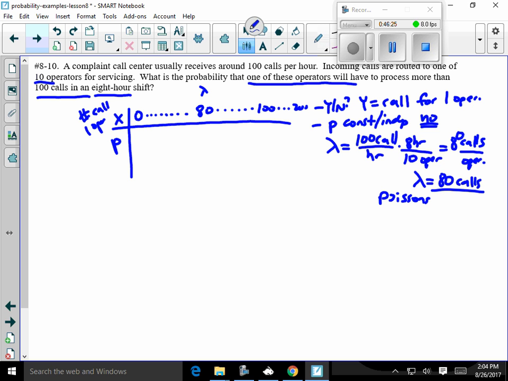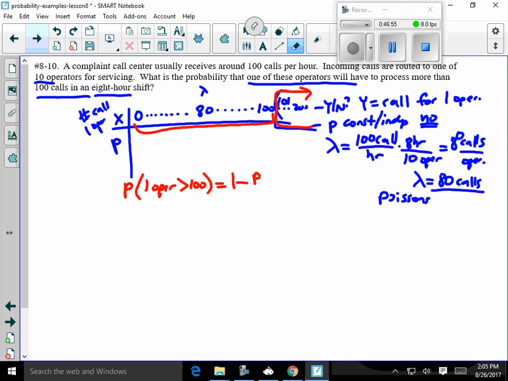So we want the probability that we have to process more than 100 calls. So more than 100 means from 101 on, this part up here, let me change colors, right? This part up here from 101 on. And so that plus the left side adds up to 100%. So the probability of one operator having greater than 100 calls is going to be 1 minus the left probability of the operator having less than or equal to 100 calls.